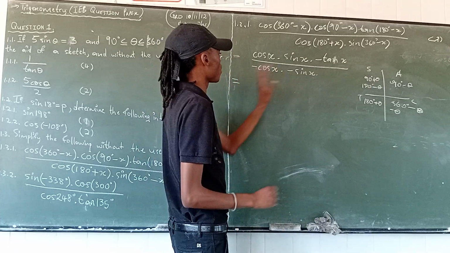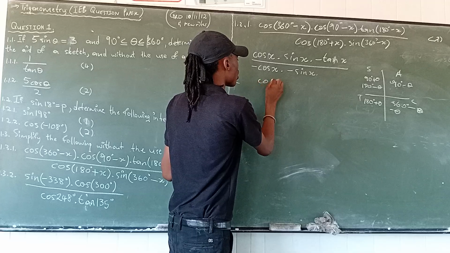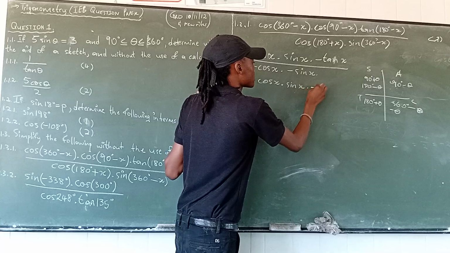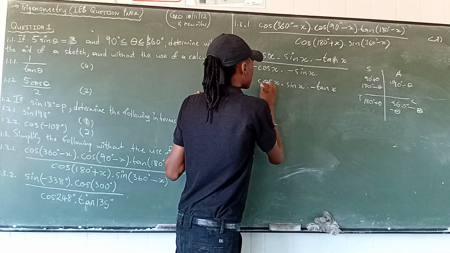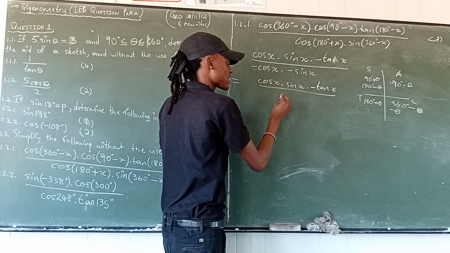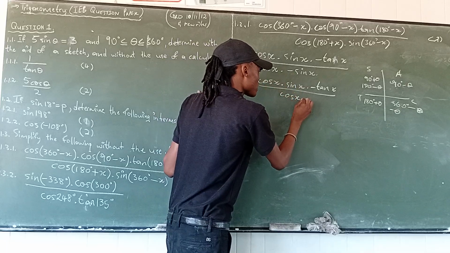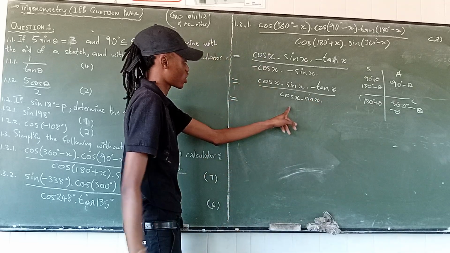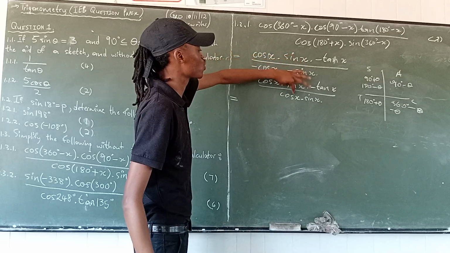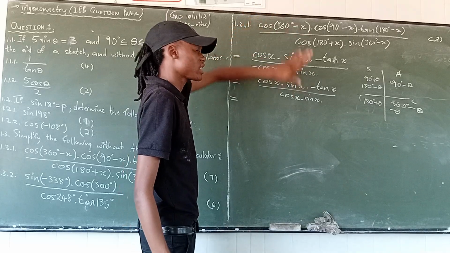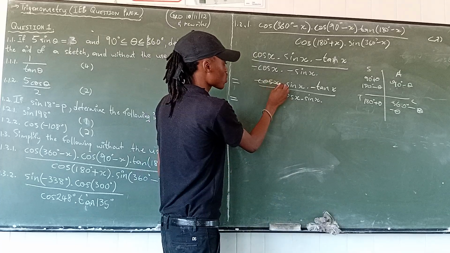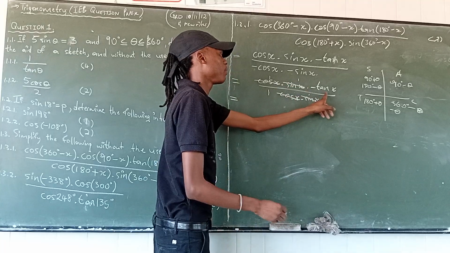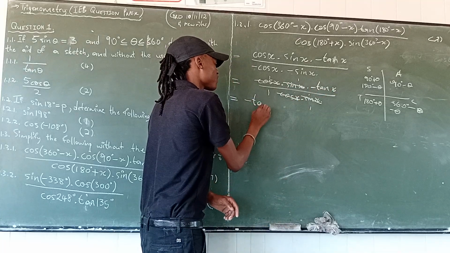This will cancel and we will be left with cos of x times sine x times negative tan of x. On this side, the negative and the negative will cancel, we will be left with cos of x times sine of x. Now this is where we come across the situation whereby we see the twins in the numerator and in the denominator. That is where cos will cancel and give 1, and sine will cancel and give 1. Therefore, we will be left with negative tan of x.